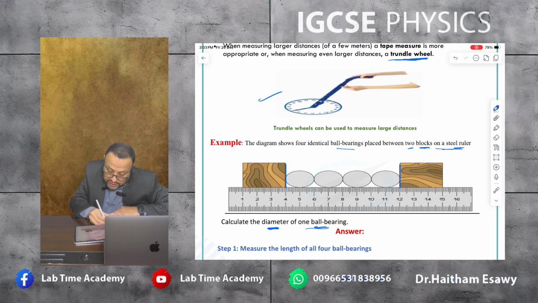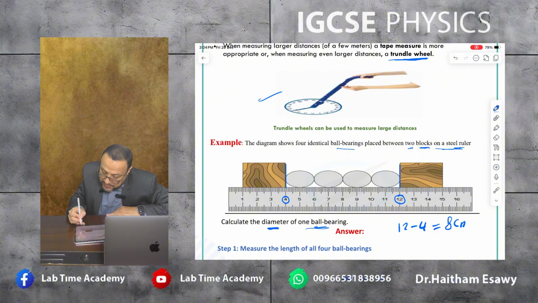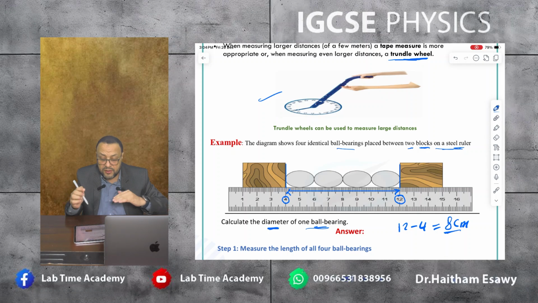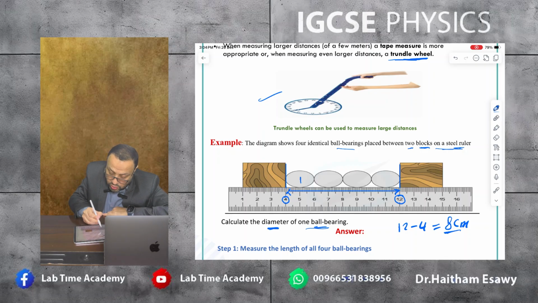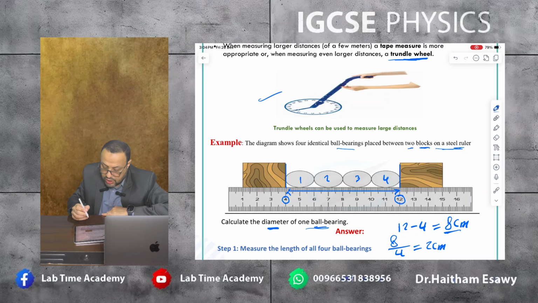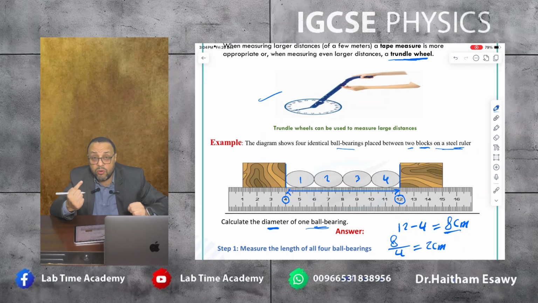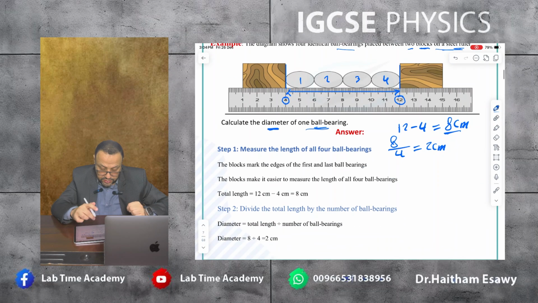Actually, we start from 4 centimeters and end with 12 centimeters. So 12 minus 4 equals 8 centimeters. So this will be the distance from this point to this point, from the start till the end. Then divide this number by how many balls you have. 1, 2, 3, 4. So 8 divided by 4 equals 2 centimeters. So the diameter of one ball equals 2 centimeters. So this will be the answer.